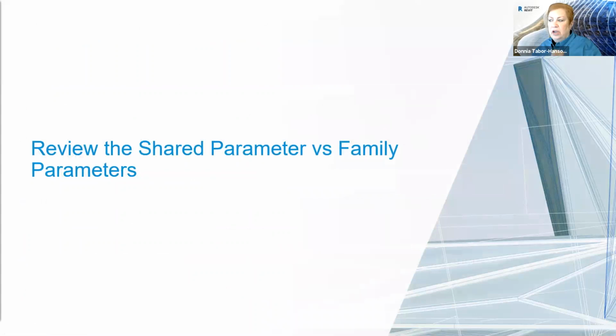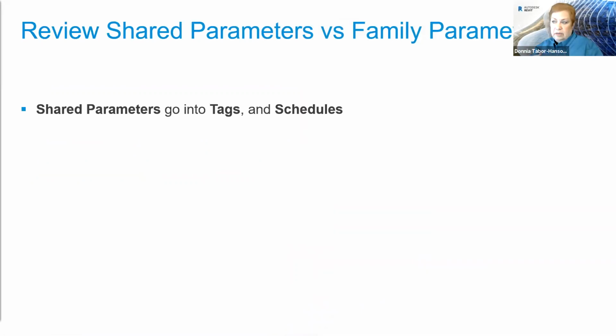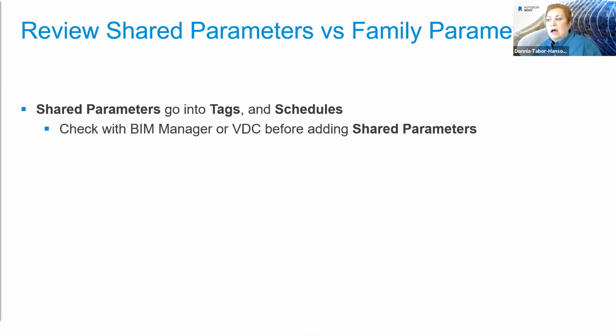And shared parameters versus family parameters, something that also matters when you start building muscles. Shared parameters, you need to add these into your templates too, as far as anything that would go into tags and schedules. And we're going to be linking to some of these parameters today. But before you go editing your shared parameters, check with your BIM manager, your VDC, before adding any of these. They may have it locked down. I don't blame them, ours is.